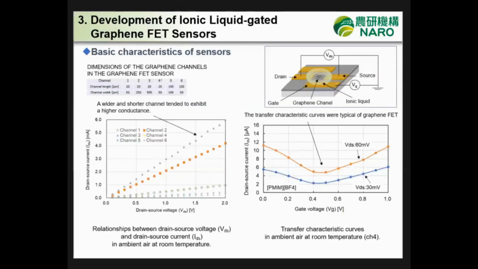Okay, this shows the basic characteristics of the sensors. The left figure shows the relationship between drain source voltage and drain source current. A wider and shorter channel tends to exhibit higher conductance. It means high sensitivity. The right figure shows transfer characteristic curves in vent air at room temperature. The curves were typical of graphene FET, increasing on both the negative and positive side from the Dirac point.